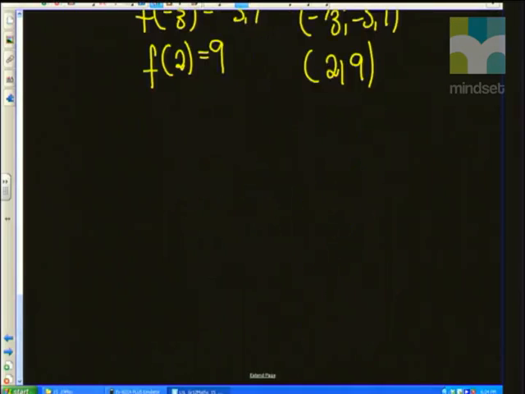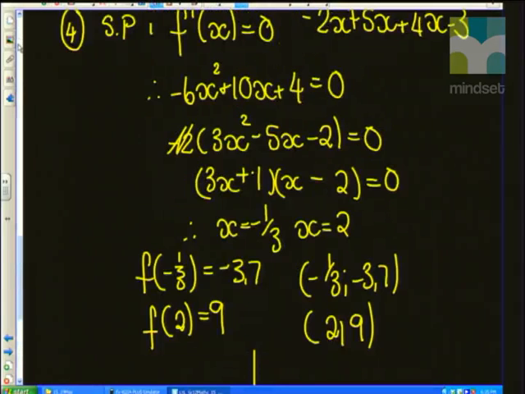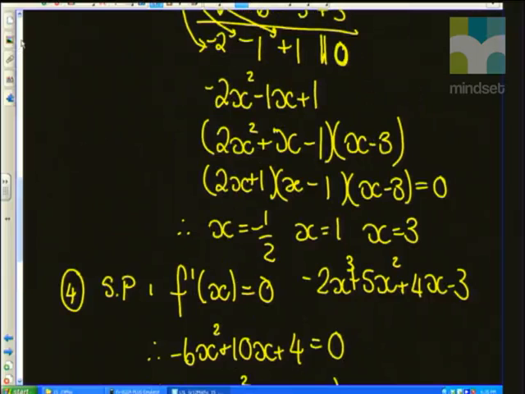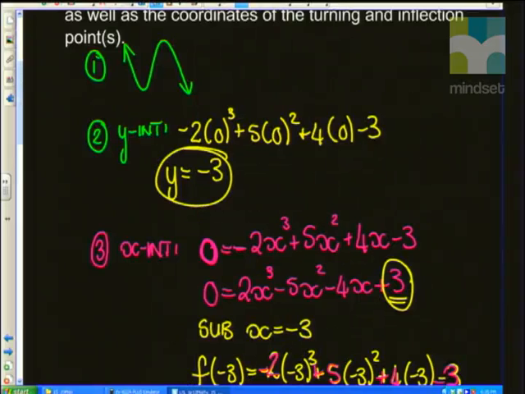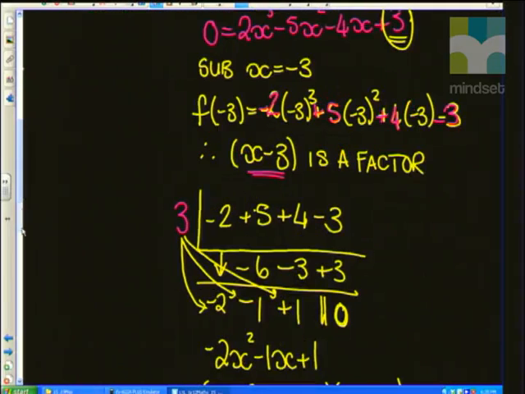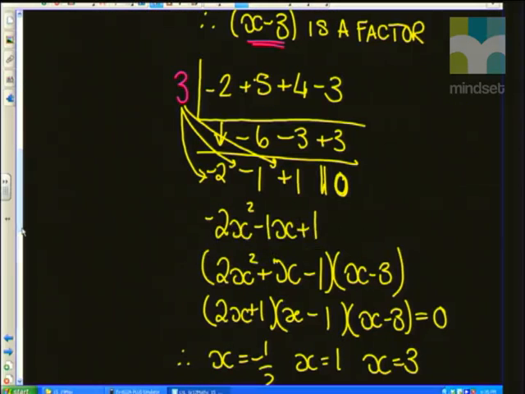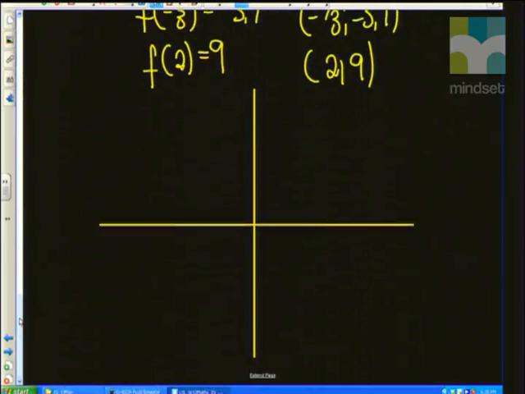So let's sketch this graph over here. We're going to give ourselves x and y axes. Let's go back to the x and y intercepts. The y-intercept was at negative 3. My x-intercepts were at negative a half, 1, and 3. So we had negative a half, 1, and 3.